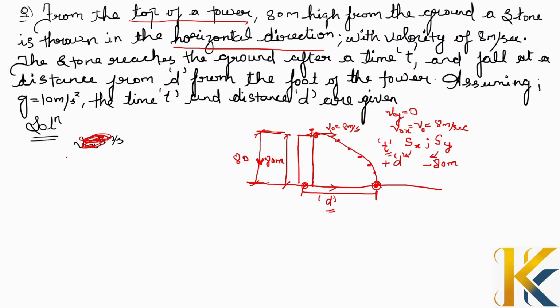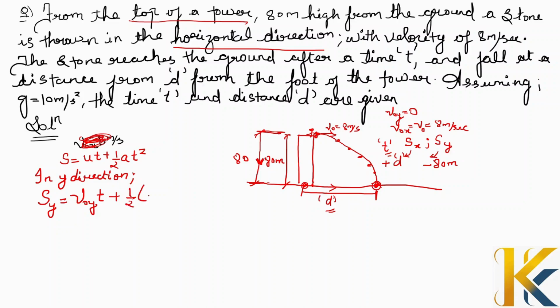Now, I'll only use one kinematic equation, that is S is equal to ut plus half at square. Now allow me to apply this kinematic equation in y direction. So I'll rewrite the formula. Displacement in y direction Sy is equal to initial velocity in y direction v naught y into time taken plus half, and what will be the acceleration? Acceleration will be acting in downward direction, that is acceleration due to gravity. Downward direction means minus g t square.